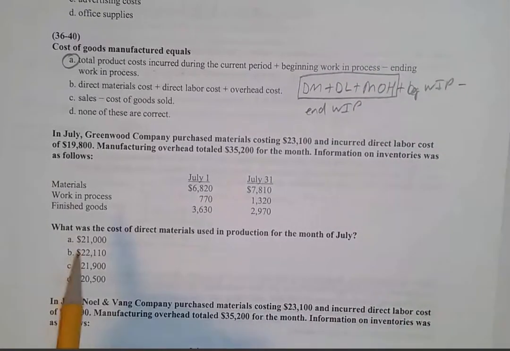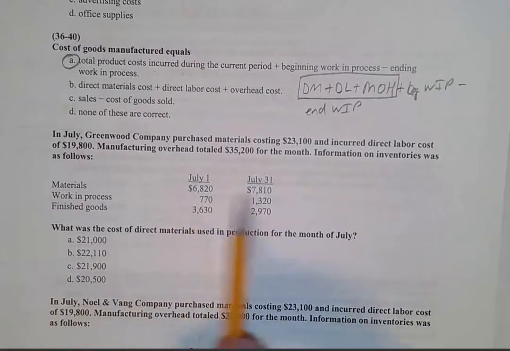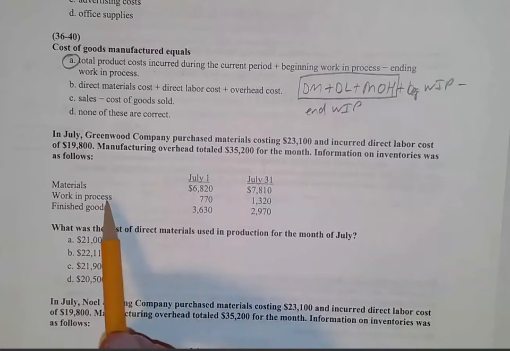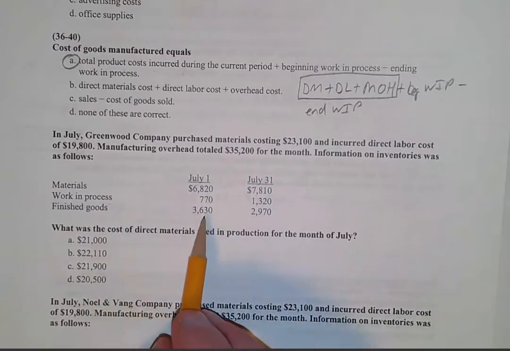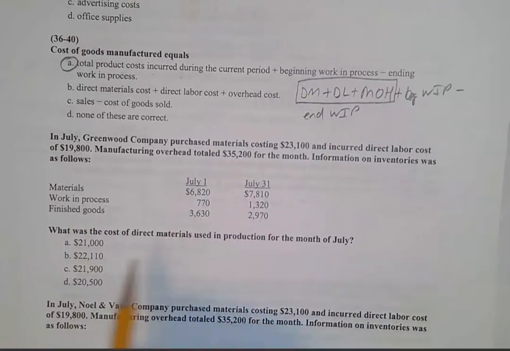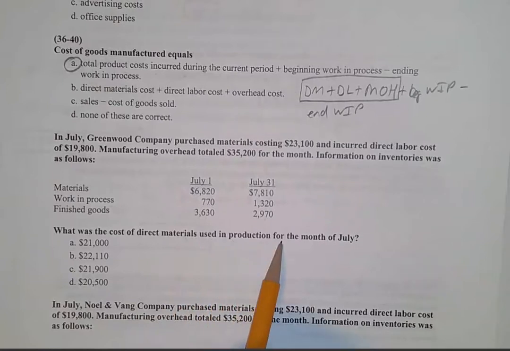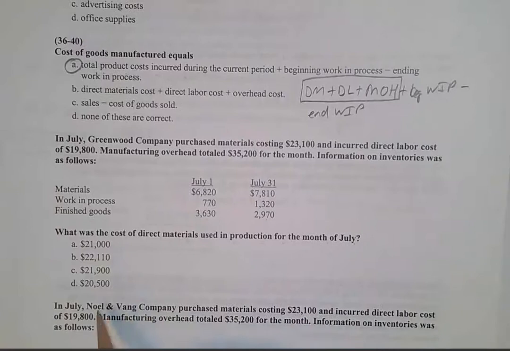All right, let's see what else we have here. It says in July, Greenwood Company purchased materials costing $23,100 and incurred direct labor cost of $19,800. Manufacturing overhead totaled $35,200 for the month. Information on inventories was as follows. Okay, so we've got some materials at both the beginning of the month and the end of the month, and then we've got some work in process beginning of the month and ending of the month, and then finally we have finished goods at the beginning of the month and ending of the month. What was the cost of direct materials used in production for the month of May? Okay, and we have some answer choices right here.